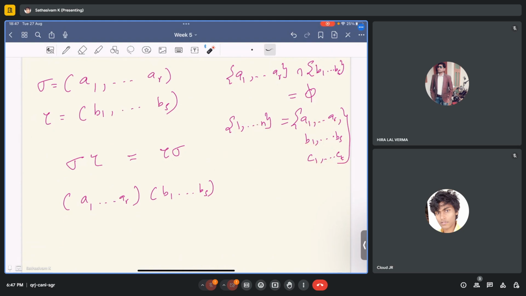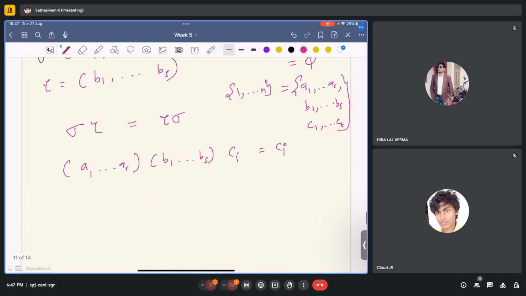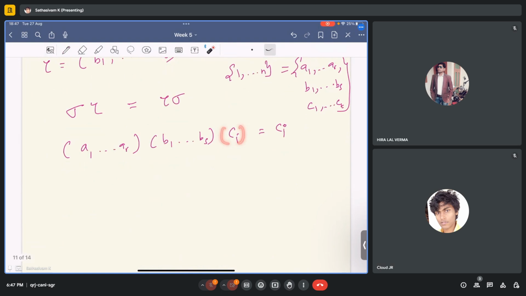Okay. So now if you look at all the CIs, if you look at the CI, this will be just CI, right? Why? Because if you want to find what happens with the CI, there is no CI here. So if you start with the CI, where will it map? There is no CI here, so this element does not do anything to CI. There is no CI here also. So this CI will go to CI itself.